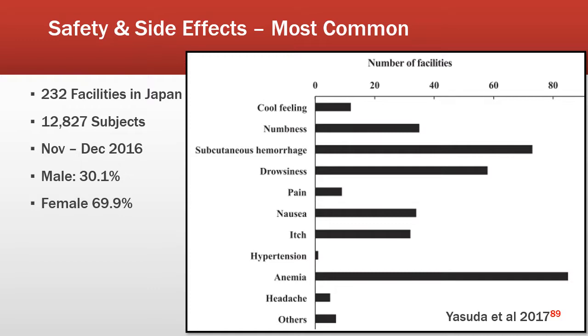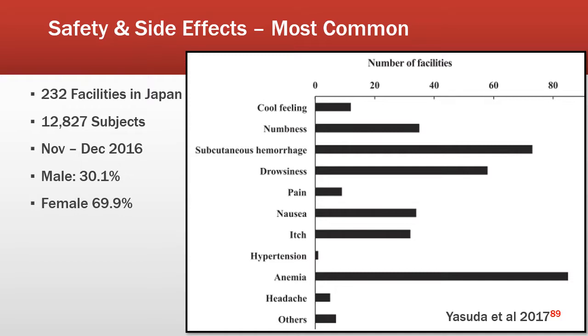Okay, so I start off by looking at a very large study that looks at Kaatsu training, which is essentially the Japanese form of BFR, and that has been around for the last 5 decades, and so they have much larger epidemiological and pooled data. So Yasuda in 2017 looked at 232 clinics in Japan, over almost 13,000 subjects, and you can see that there are actually more females than males within this. However, we're now looking at the side effects and the most common side effects that were seen. So everything from cool feeling, numbness, subcutaneous hemorrhaging, where someone will actually gently bruise under the cuff.